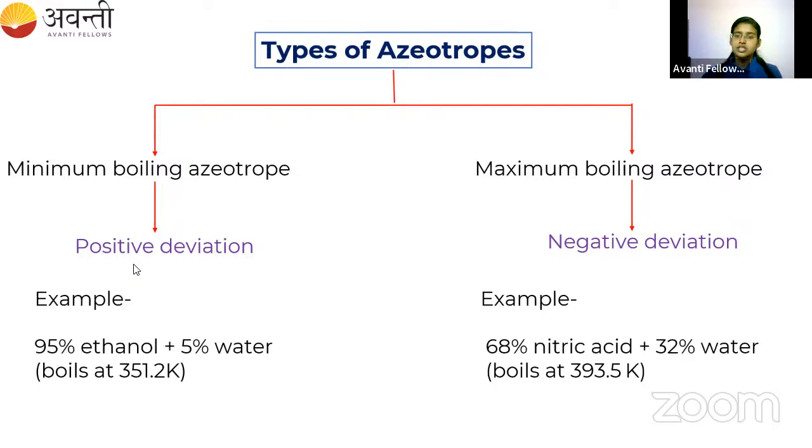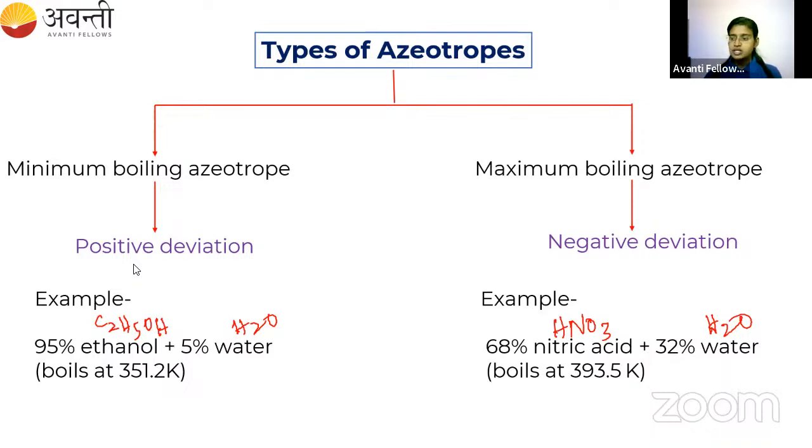Okay. So this mixture is important. What is the formula for ethanol? It is C2H5OH with water. Percentage is also important. And nitric acid is HNO3 with water. Because in your examination, they will give the answers in terms of these formulas also. So you should know the formula for ethanol and nitric acid.